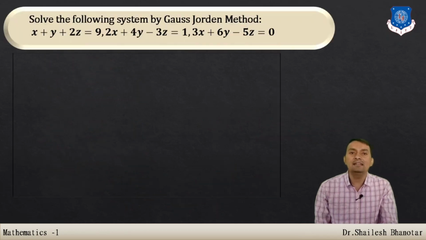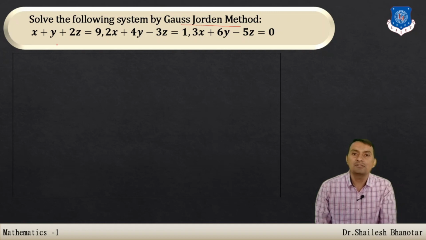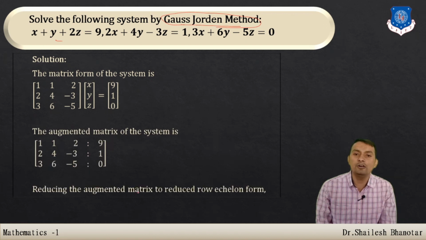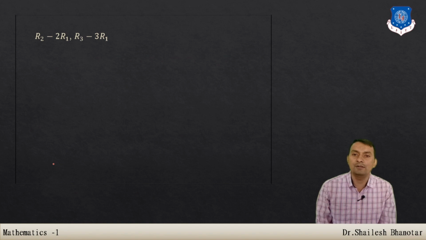Let us understand another question by the Gauss-Jordan method. So this is the Gauss-Jordan method, which means whatever augmented matrix we are given, I am just going to use the reduced row echelon form. And again the same approach: first we convert the given matrix to the row echelon form, and after that we will convert to the reduced row echelon form.